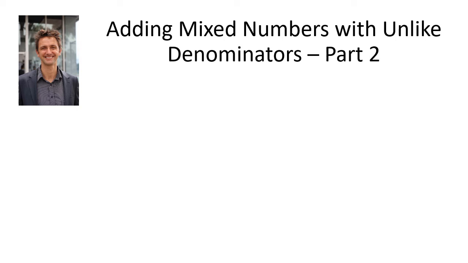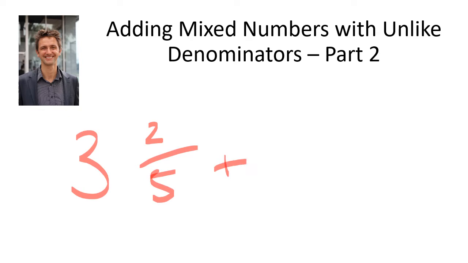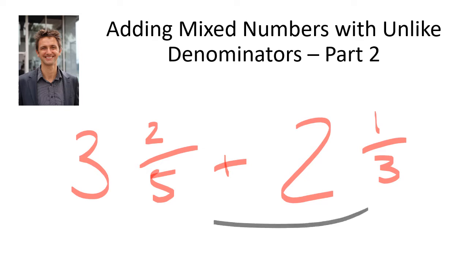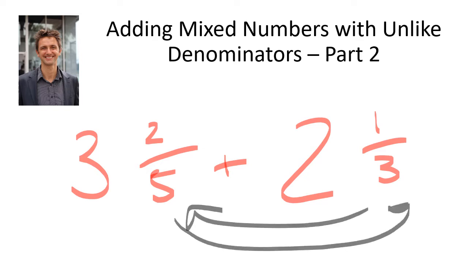Hey there team, welcome to Adding Mixed Numbers with Unlike Denominators Part 2, and we're going to look at questions like this. Let's say you've got 3 2/5 plus 2 1/3, and you can see that these denominators, 3 won't go into 5, nor will 5 go into 3, so we're actually going to have to find a whole new denominator, and that denominator will be 15, and we're going to look at how that happens right now. So let's go!